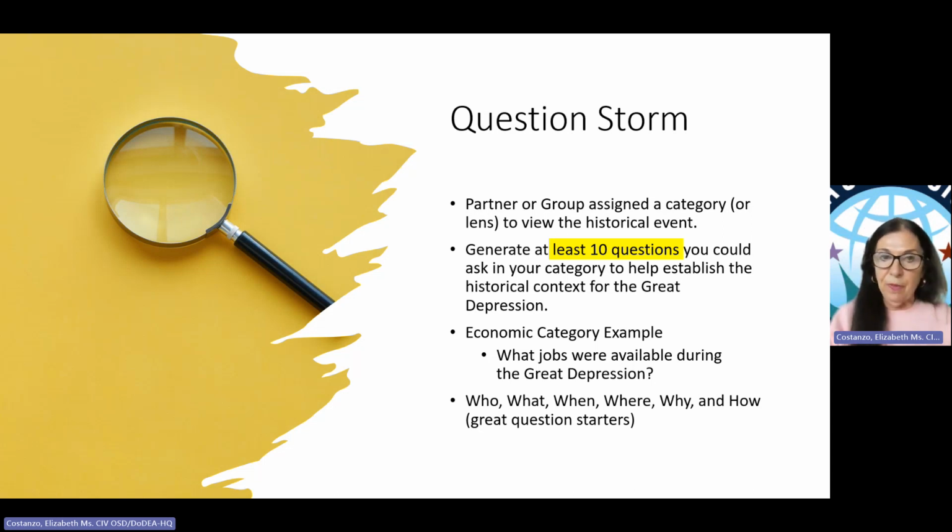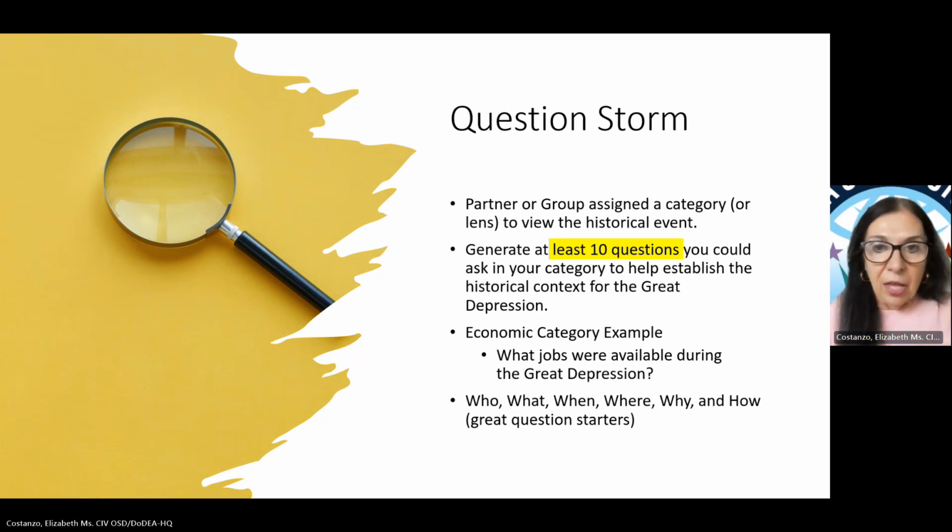Here's one example for you. Under the category of economics, we might ask, what jobs were available during the Great Depression? Has to do with economics. We got some jobs going on. You have the description of what those are, so you can use those to reflect. And then remember, when you're asking questions, really great question starters are who, what, when, where, why, and how. So think about those as you are generating your questions. So any questions about a question storm?